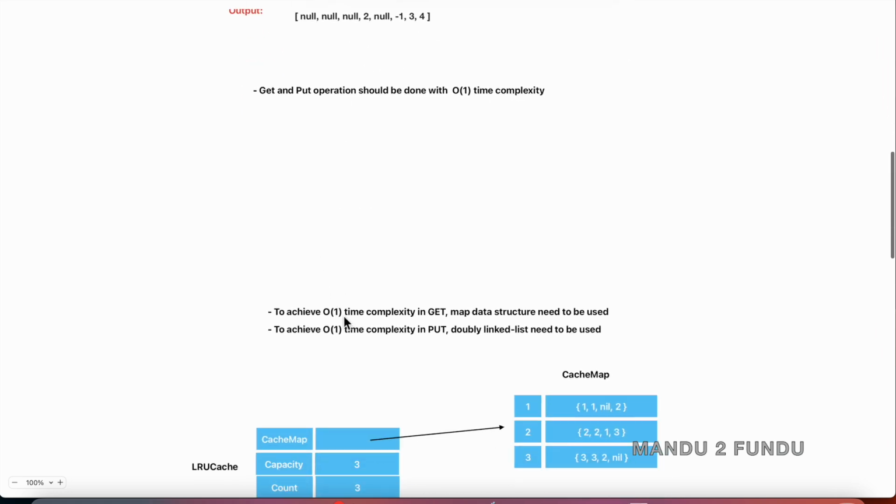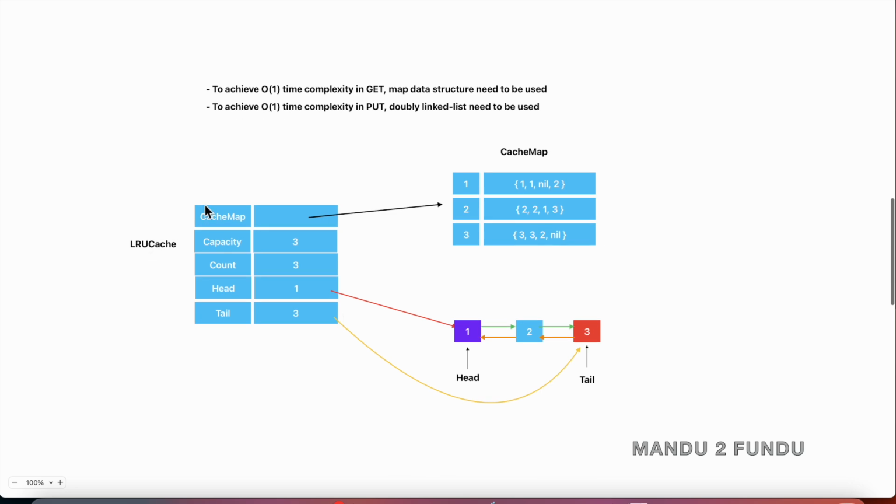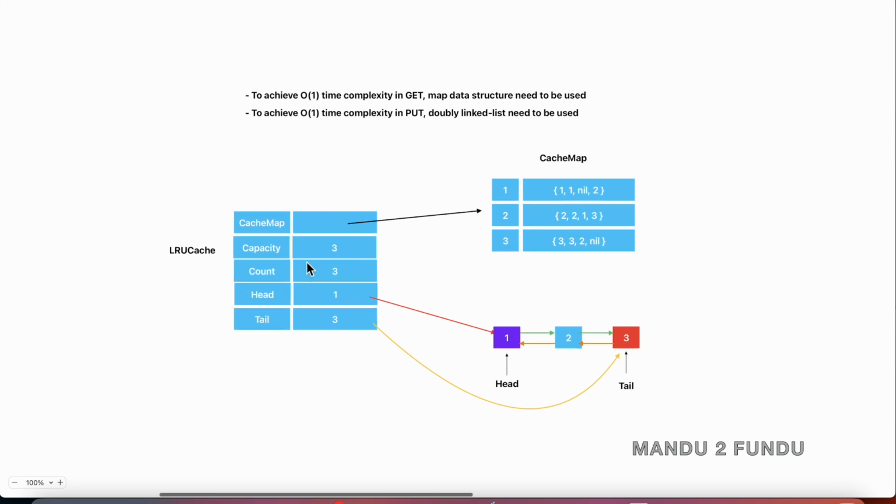So basically the LRU cache data structure will look like this. It contains a map, and then it has a capacity and the current number of elements in the cache, and then it has the head and tail of the linked list of all the key-value pairs. This map is used for quick lookup, and this linked list is used for ordering the elements based on their access time.